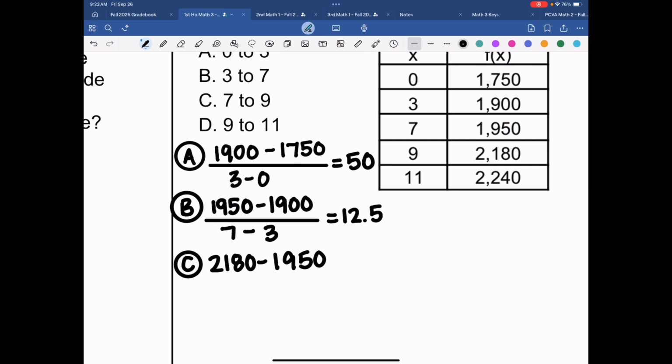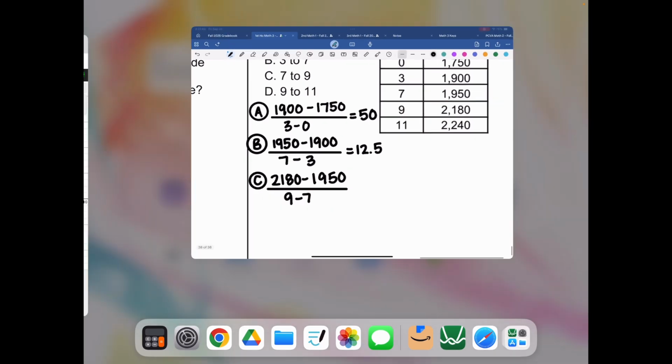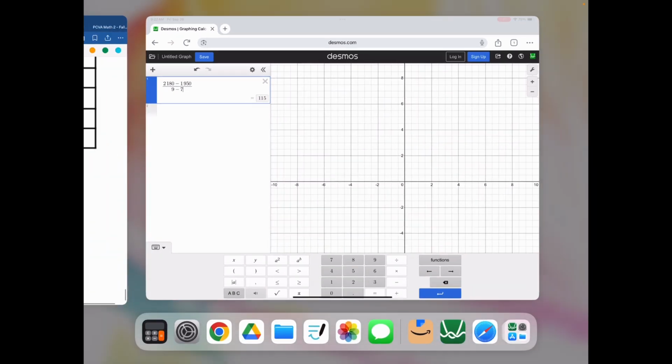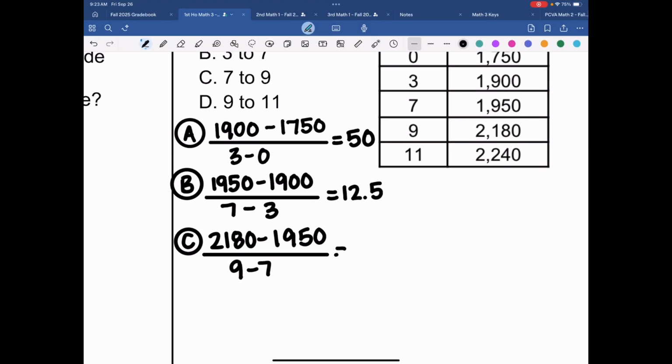minus 1,950, and then we're going to do 9 minus 7. And again, you're going to put it in Desmos. And then once we do that, we get 115. So far, at this point, C has the greatest rate of change, but we're going to keep going.